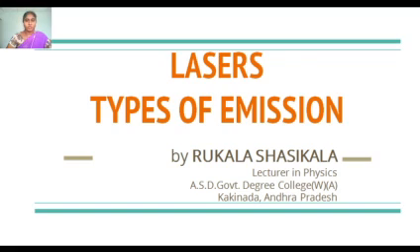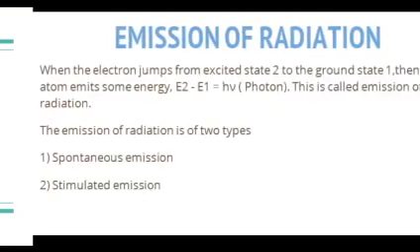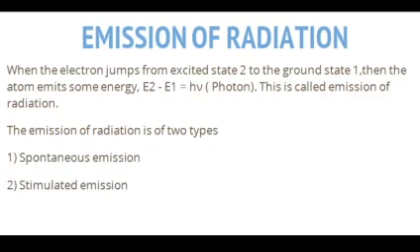In this video, I would like to explain the types of emissions. Emission of radiation: when the electron jumps from the excited state to the ground state, that is, from an upper energy level to a lower energy level, then the atom emits some energy. That energy is E2 minus E1, that is h nu, the energy of the photon. This is called emission of radiation.